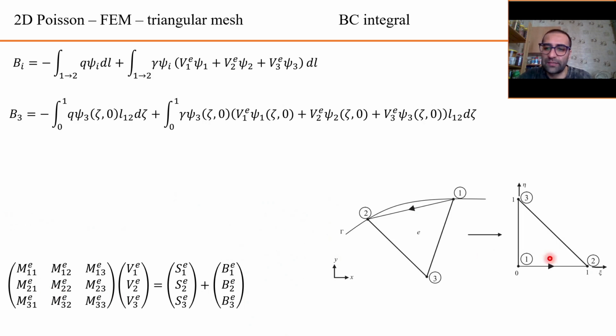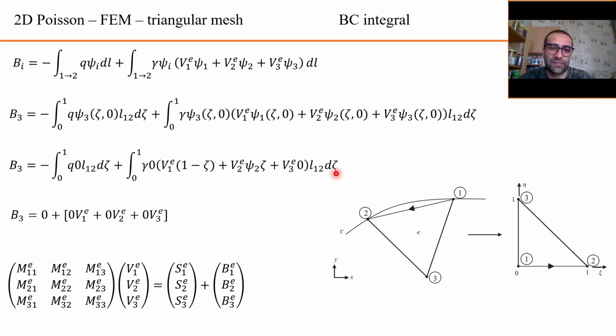And it is obvious that if we calculate B3, because psi3 over this contour is 0, remember the geometrical representation, psi3 here is 0, therefore all of these terms should be 0, and we do not have any value for B3, and we do not need to modify the matrix elements M31, M32, and M33.